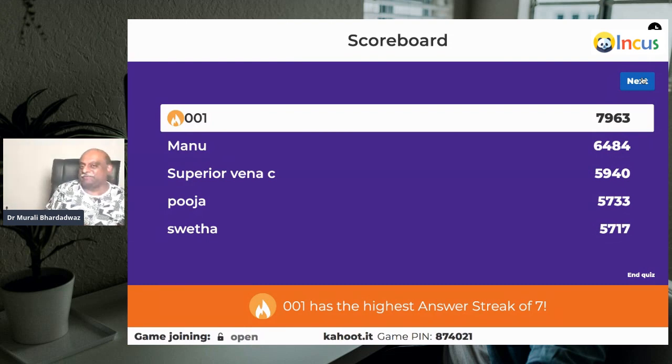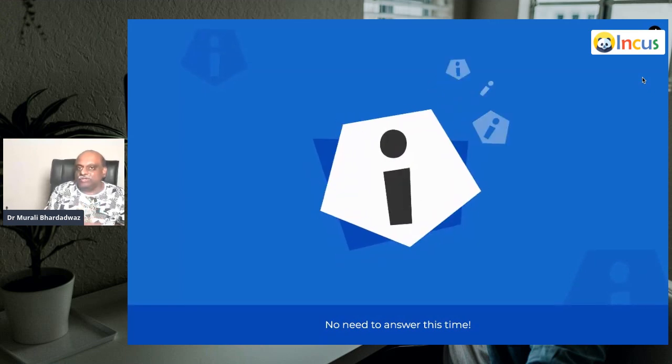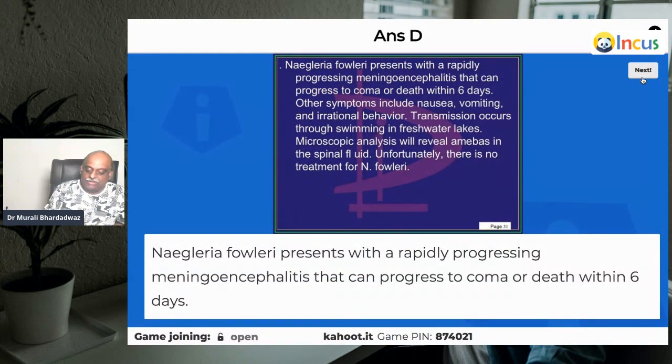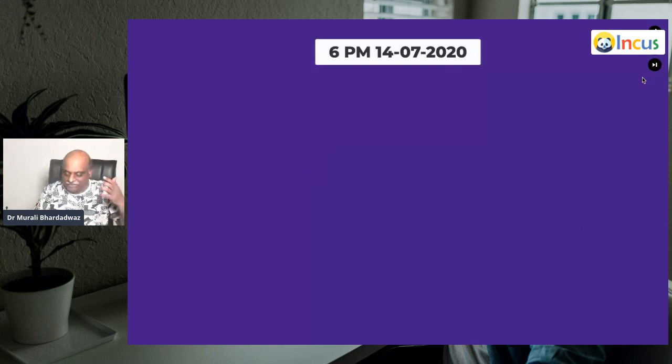Whoa, that's wonderful. In a row of 7, 001 is on the top. Excellent. So Naegleria fowleri is the one which presents with rapidly progressive meningoencephalitis that progresses to coma or death within 6 days, is what you need to remember.